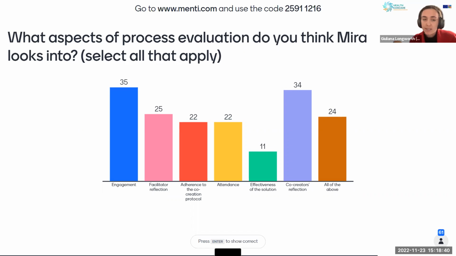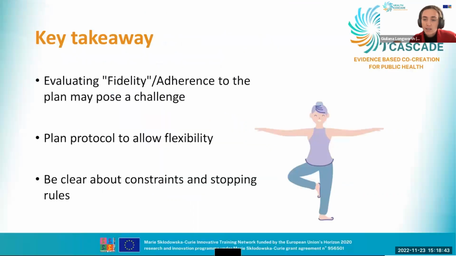So what we wanted to highlight here is that it can be tricky to assess fidelity, that is intended as the extent to which you adhere to your original protocol, but this can be done. So it's a question of walking this fine line between having a protocol that allows for flexibility, but at the same time being clear about the constraints and stopping rules. So this can be tricky, but can be done. And of course, it depends on the nature of the process itself, because the process is changing according to the co-creators' needs and feedback and dynamics.